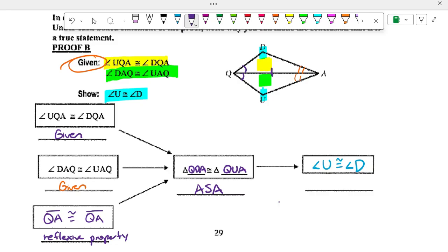So that means that we can show that these 2 angles are congruent by what? We already proved that triangles are congruent, so what's the reason that those two angles are congruent? CPCTC.